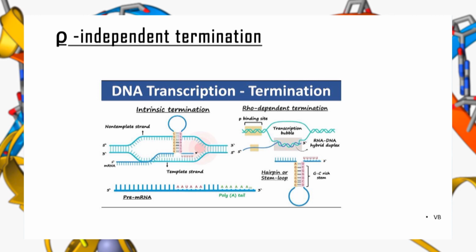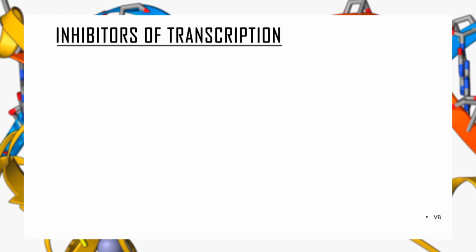In rho independent termination, the termination signal is a stretch of 30 to 40 nucleotides on the RNA transcript, consisting of many GC followed by a series of U. The sequence specificity of this nascent RNA transcript will form a particular stem loop structure that terminates the transcription. In rho independent termination, this picture is very clear.